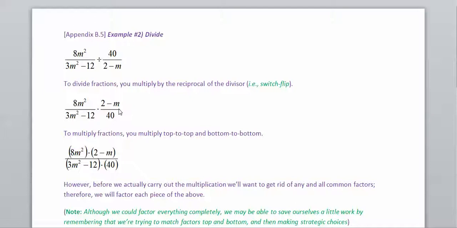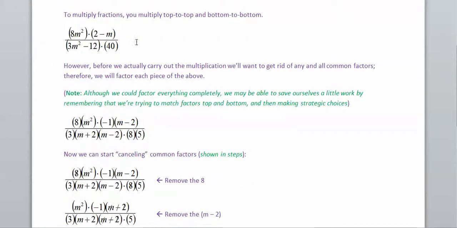And then now, just like example 1, we multiply fractions by multiplying top to top, bottom to bottom. And then before we actually carry out the multiplication, we're going to factor everybody as much as possible. So that's shown down here. I'm going to break out the 8 from the m squared. I'm going to factor a negative 1 out of my m minus 2. Or sorry, negative 1 out to get m minus 2.